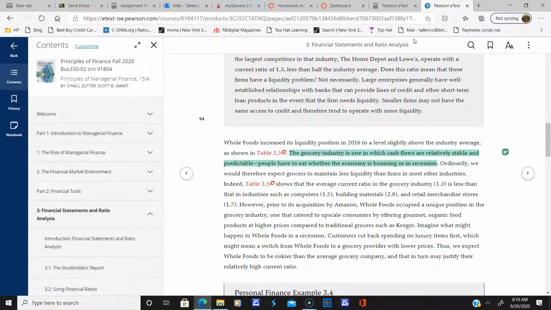In any case, the average current ratio in the grocery business is 1.3, and they've got more cash on hand.